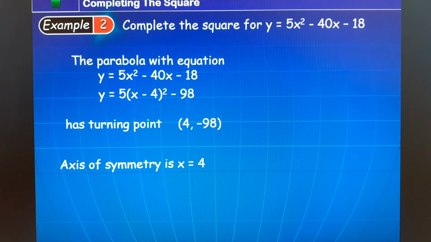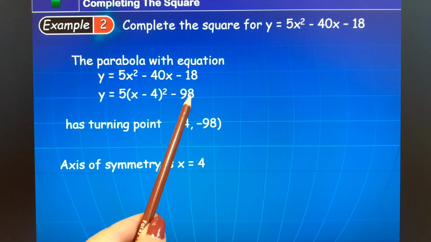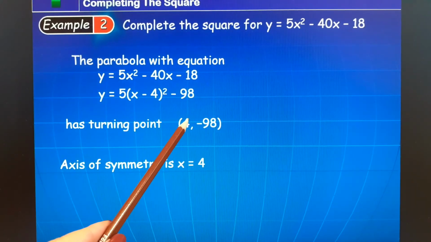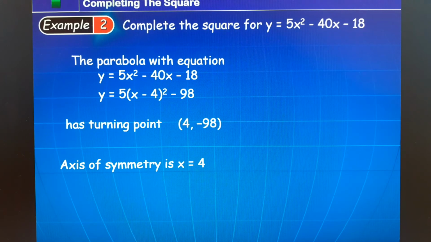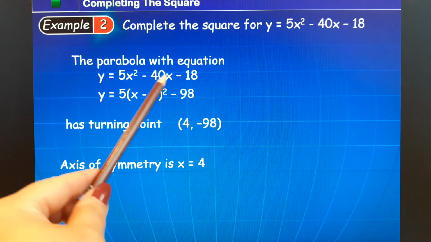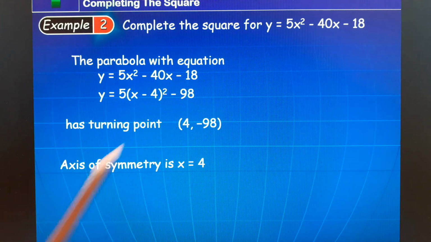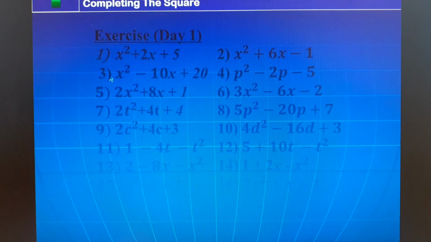So there we have 4 and negative 98 from that. Your axis of symmetry would come from your x equals 4, and your minimum value would be the lowest value in the whole thing. When this bracket is equal to 0, this would be your lowest value.